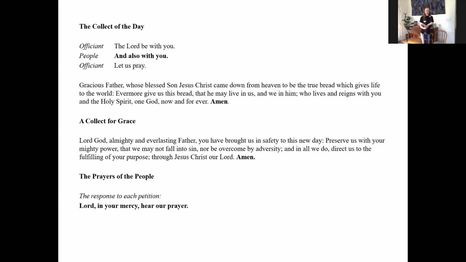Amen. Lord God, almighty and everlasting Father, you have brought us in safety to this new day. Preserve us with your mighty power, that we might not fall into sin, nor be overcome by adversity. And in all we do, direct us in the fulfilling of your purpose, through Jesus Christ, our Lord. Amen. Now I'll ask Jennifer to lead us in the prayers of the people.